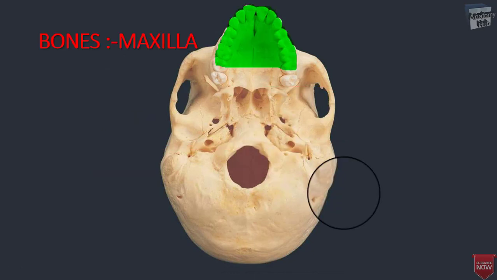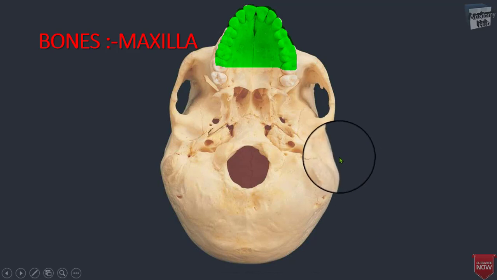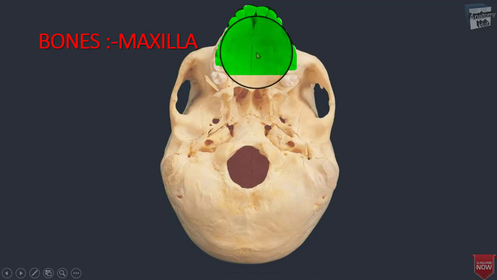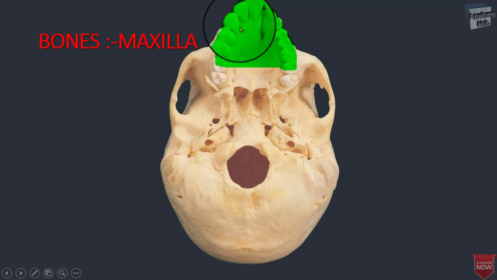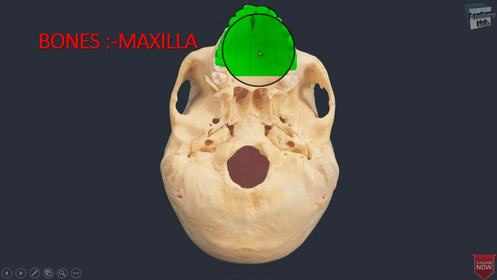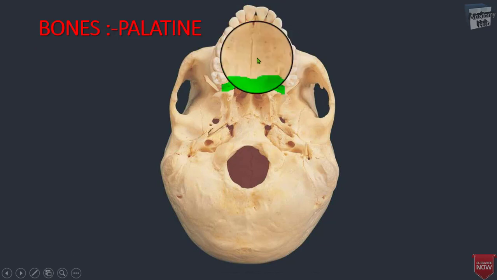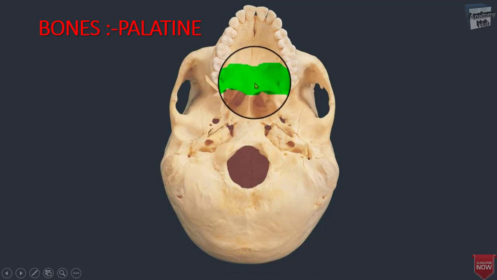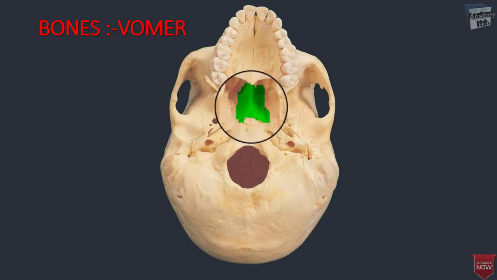Among the bones, here we'll find the maxilla. The plural is maxillae, which forms the upper jaw, the alveolar arch and the anterior two-thirds of the hard palate. Then we'll find the paired palatine bones, which form the posterior one-third of the hard palate. The unpaired vomer forms the posterior and lower part of the bony nasal septum.